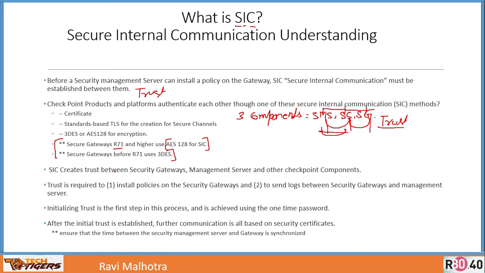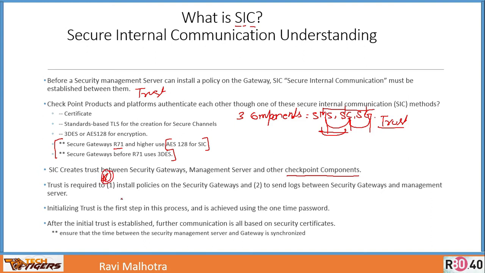So SIC creates trust between security gateways, the management server, and other Checkpoint components. There are other Checkpoint components as well. There is a secondary SmartCenter server, as an example. There will be a log server, as an example. Trust is required to install policy on the security gateway. That's very important. I will mark it here.